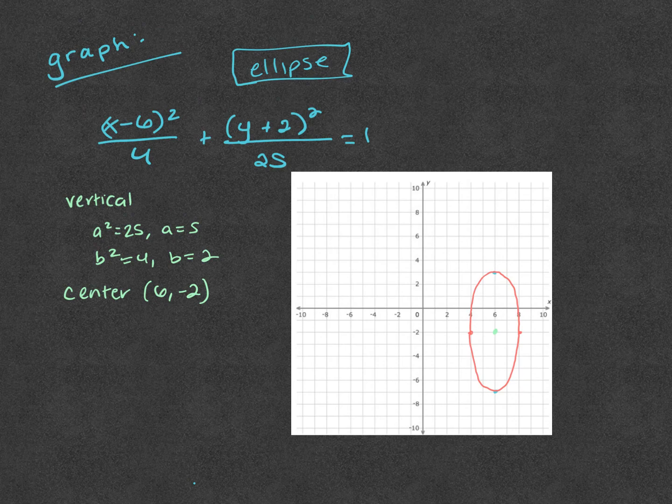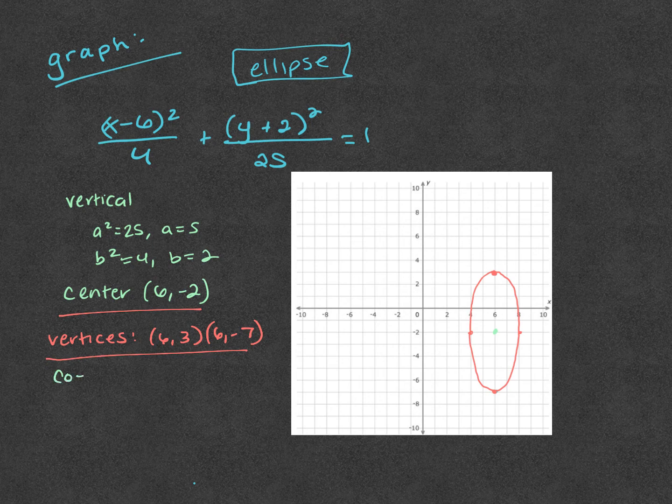Then I'm going to list all those important things that I just wrote out, because you're going to have a blank that says center, and you're going to write that. And then it's going to say vertices. So this is my top and bottom points here, which are 6, 3, and 6, -7. It's going to say co-vertices, which are my B points. I went right and left that 2, so 4, -2, and 8, -2.